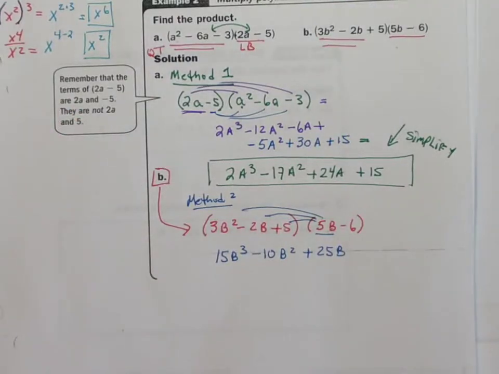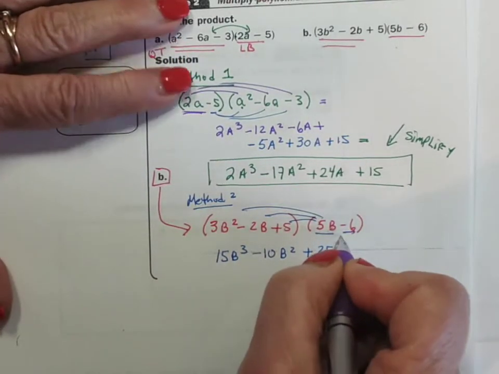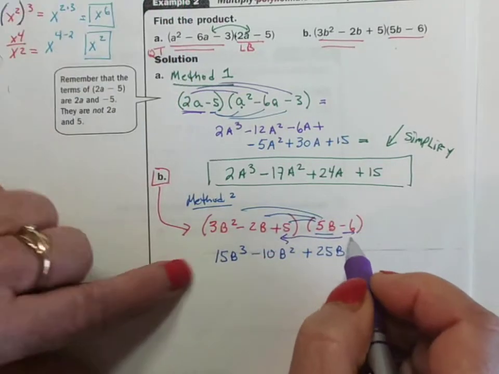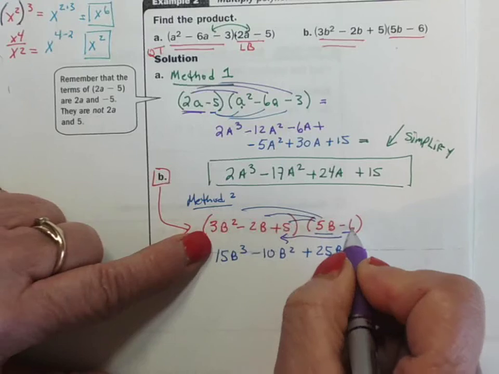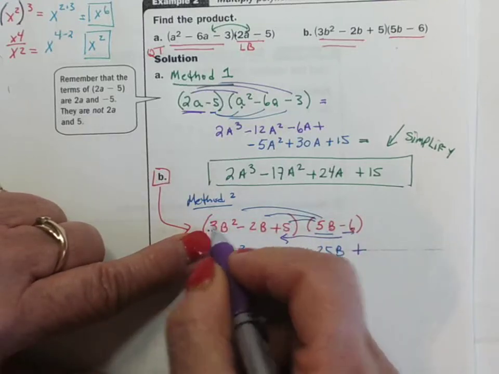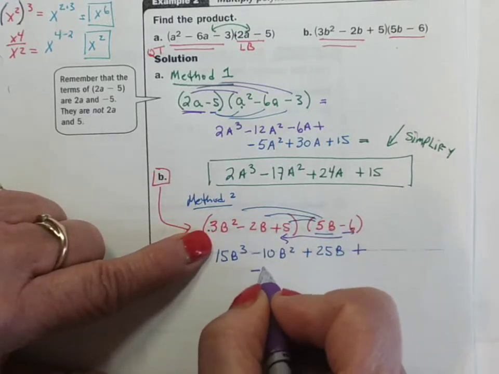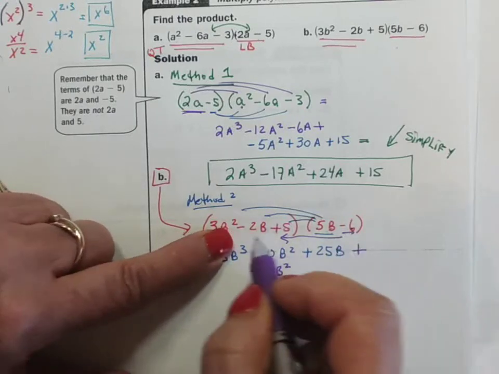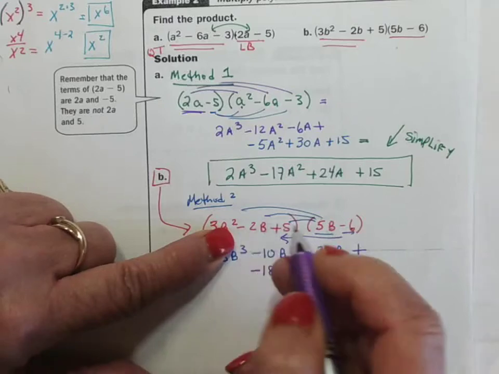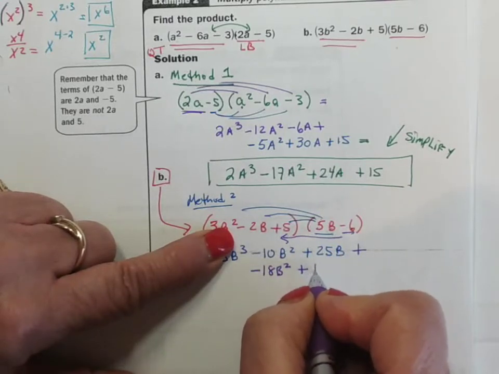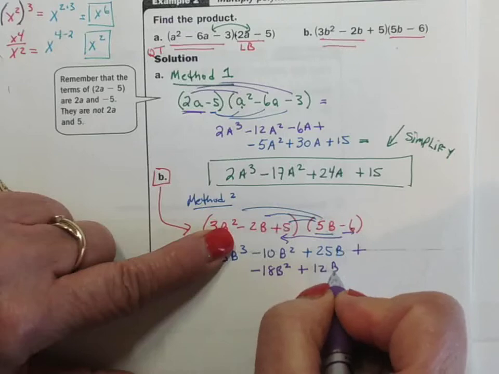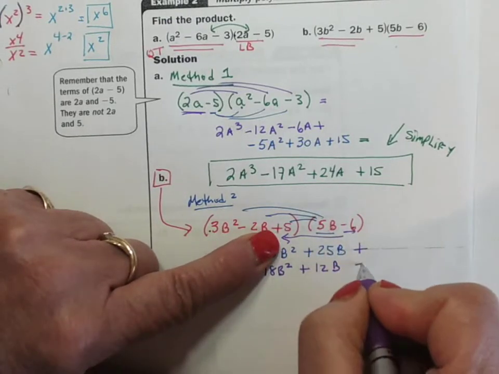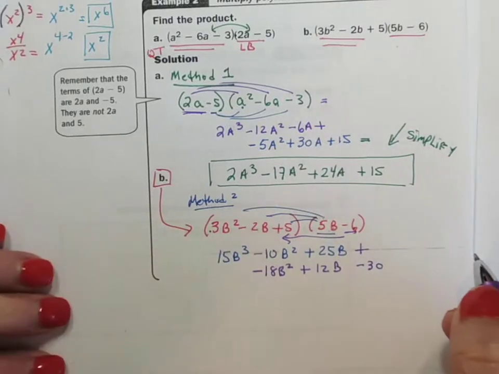Okay, and now I'm going to take the negative 6 and multiply it by everything. So negative 6 times 3b squared is negative 18b squared. Negative 6 times negative 2b plus 12b. Negative 6 times 5 is negative 30.